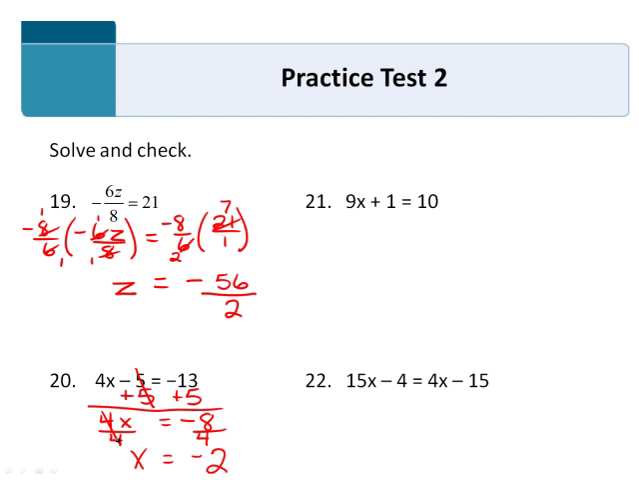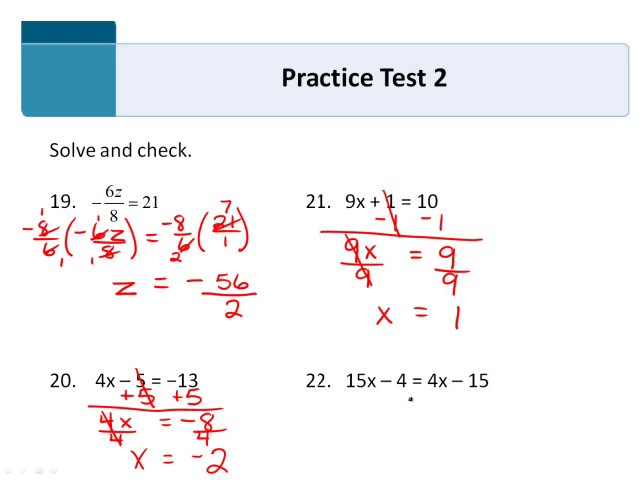All right, number 21. 9x plus 1 equals 10. So first get that 9x by itself, okay? And we're going to do that by subtracting 1 from both sides. So 9x comes down, the 1's cancel, and it equals 9, okay? Now divide by 9 on both sides. So the 9's cancel, and x equals 1, okay?